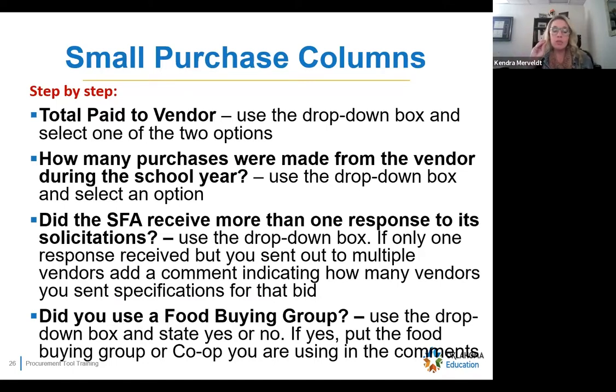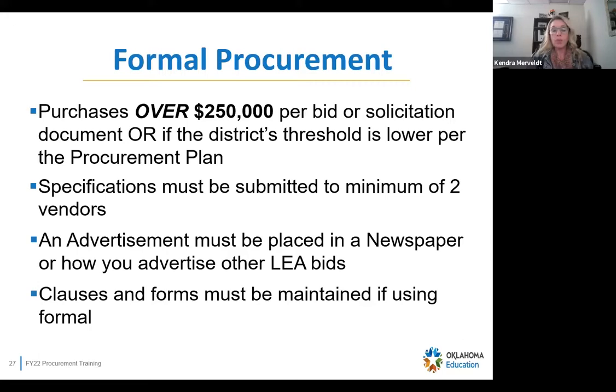So this is the items, again, that you did, how many purchases in the year, again, use the drop-down box. When I hand you these slides, it is a step-by-step of exactly how to fill that out. If you are using a food buying group in Oklahoma, unless it's one that we're not aware of, it won't go in small purchase. I'll tell you where it does go. It will go into formal. That's because that contract was over $250,000, especially one of the food buying groups that we know of is very large. So if the whole contract is over that amount of money, then it has to be formally procured.